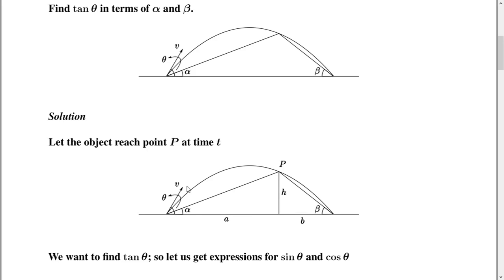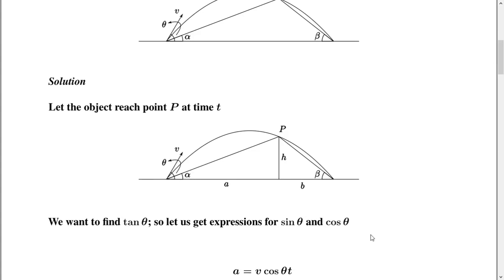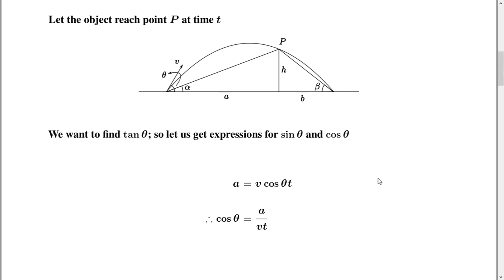We want to find tan theta, so let's find expressions for sin theta and cos theta. We'll do that in terms of these variables. We know that a is v cos theta times t. Let's say at time t, the projectile reaches the point P. Since the horizontal component of the velocity is v cos theta, a must be equal to v cos theta t, and therefore cos theta equals a by vt.